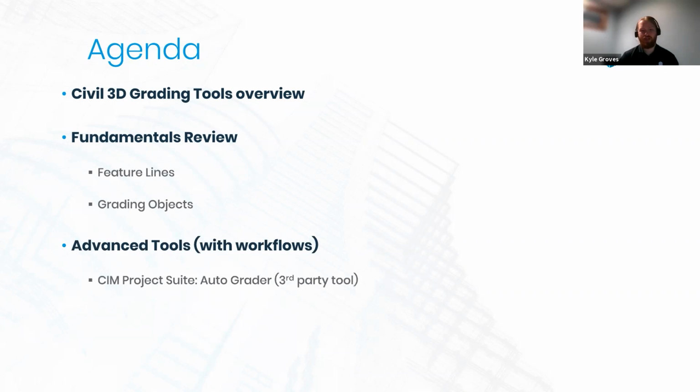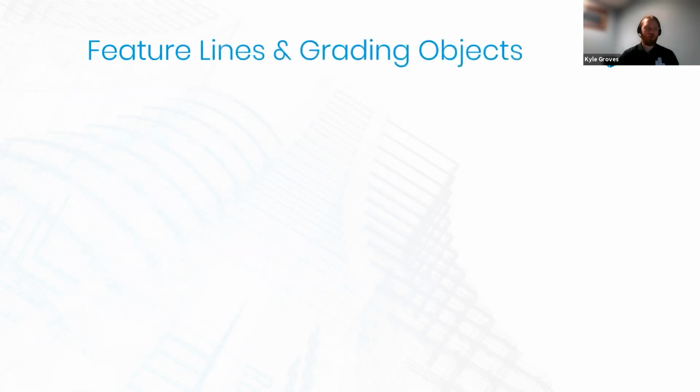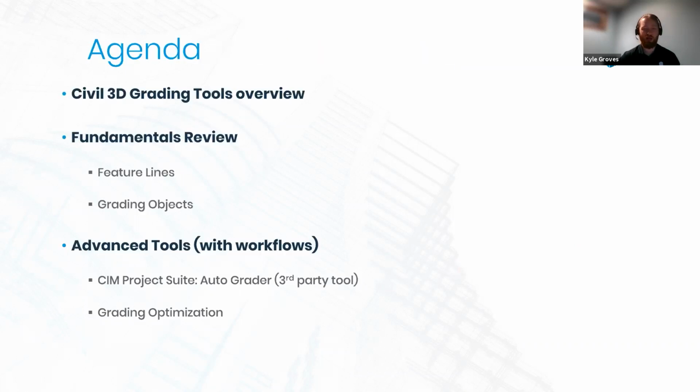So with that, we're going to be looking at the CIM Project Suite tool for AutoGrader, as well as its earthwork processor tool. And then we're also going to be talking about the new to version 2022 grading optimization tools for Civil 3D. Now, I mentioned we're not going to cover these super fundamentals for the feature lines and for the grading objects. This is targeted to still be inclusive for someone with more of a beginner skill level. However, we may get into a bit more advanced things today. So don't be afraid if you get lost for a few minutes, and come on along for the ride. As I mentioned before, I do plan on taking just about the whole hour today.